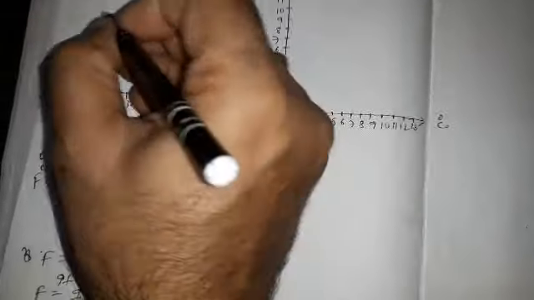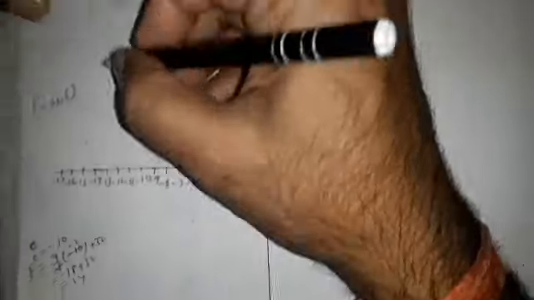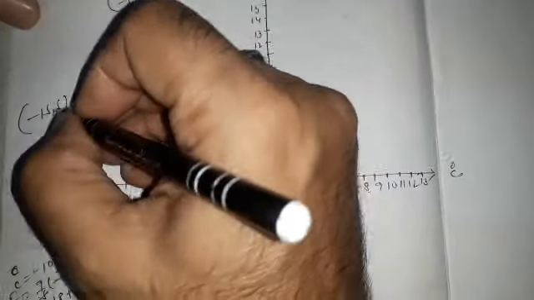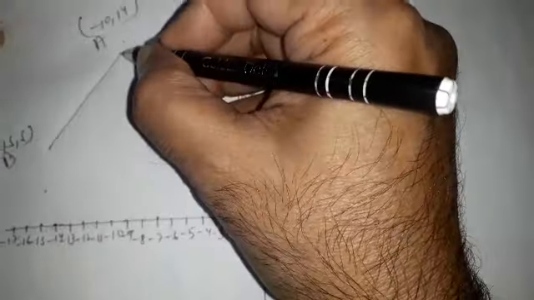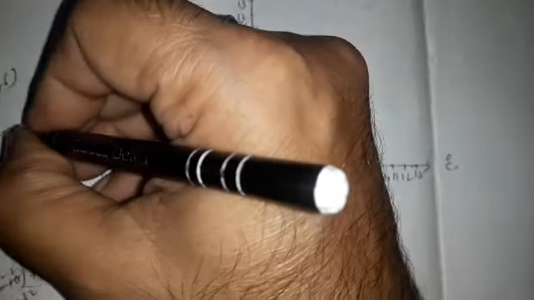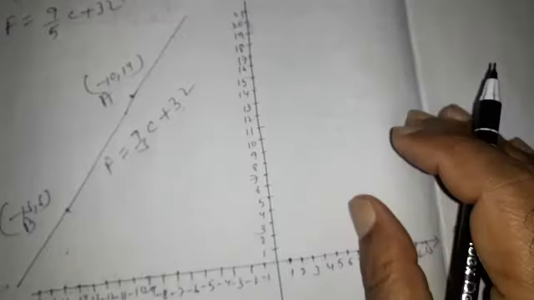Here, minus 15, 5, and join. This one is A, this one is B. Join AB and produce it on both sides. This is the graph of F is equal to 9 by 5 C plus 32.